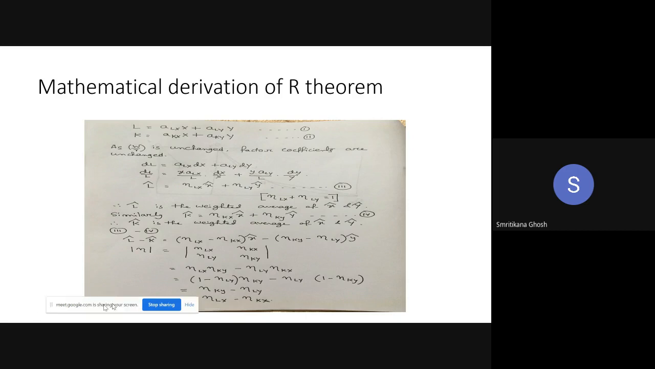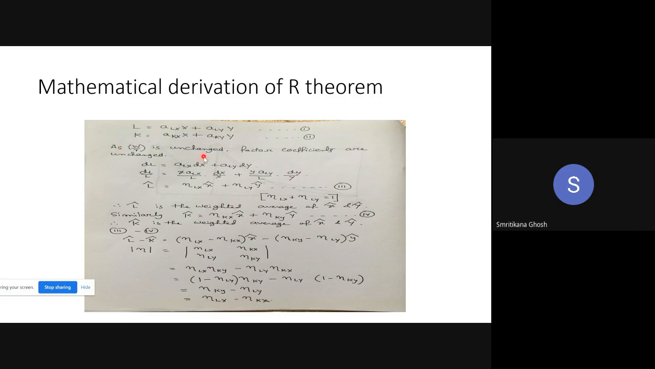Just a minute, where is my pointer? Yes. So this is the labor constraint. L is equal to ALX into X plus ALY into Y. You know what ALX and ALY are. This is the unit labor requirement in X sector and Y sector. Similarly, for capital constraint, K is equal to AKX into X plus AKY into Y. Okay, so you have these two constraints.